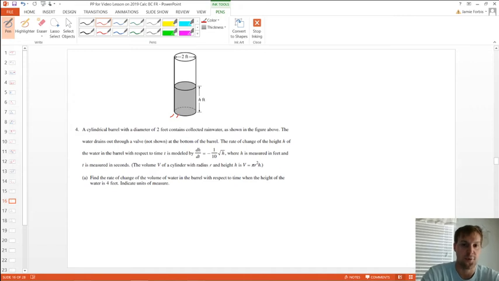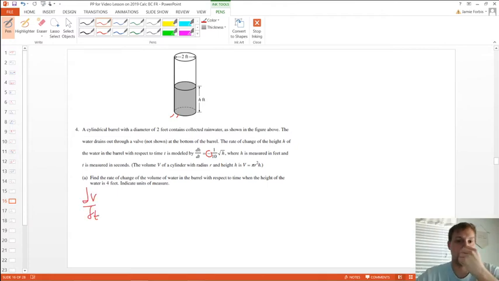And you can see that the rate is negative because the height is constantly decreasing, right? Where h is measured in feet and t is measured in seconds. And the volume of the cylinder with radius r is given. So they gave you the volume of the cylinder, which we don't think we needed to be given, but anyway. A says find the rate of change of the volume. So A is asking for dV over dt of the water in the barrel with respect to time t when the height is 4.